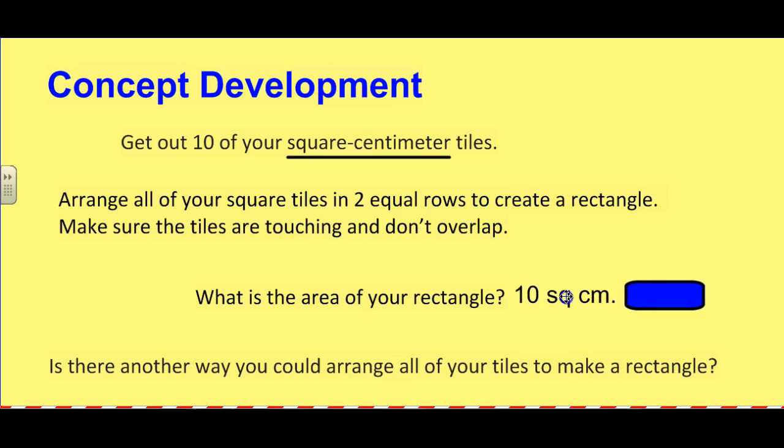Now, if I have this, and I'm still working with 10 squares, is there another way that you could arrange all of your tiles to make a new rectangle? For example, we just made 2 equal rows. Is there another way that we could use 10 squares to make a new rectangle without just using 2 rows? I want you to try that using your 10 squares. And I want you to push play whenever you're ready to check your answer to see if your new rectangle is the right rectangle.